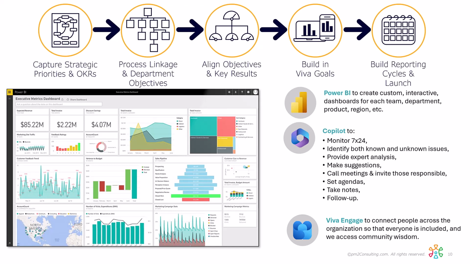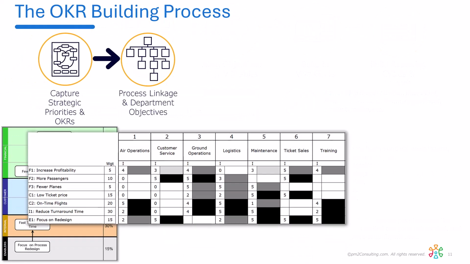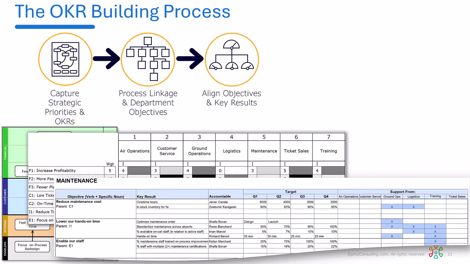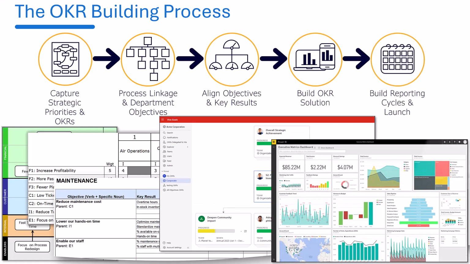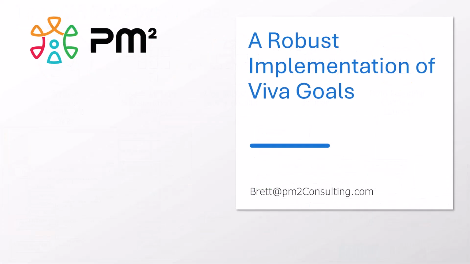So this has been a quick overview of what it looks like to implement Goals. Now, it's still 5 steps, right? The steps are pretty straightforward, right? You capture the strategy, you link what departments contribute where, you build your objectives and key results, you put it into your system of record being Goals, and then you go ahead and begin your reporting system. So hopefully this gives you a quick insight on how all the different Microsoft tools combine to make this very powerful and modern working system.